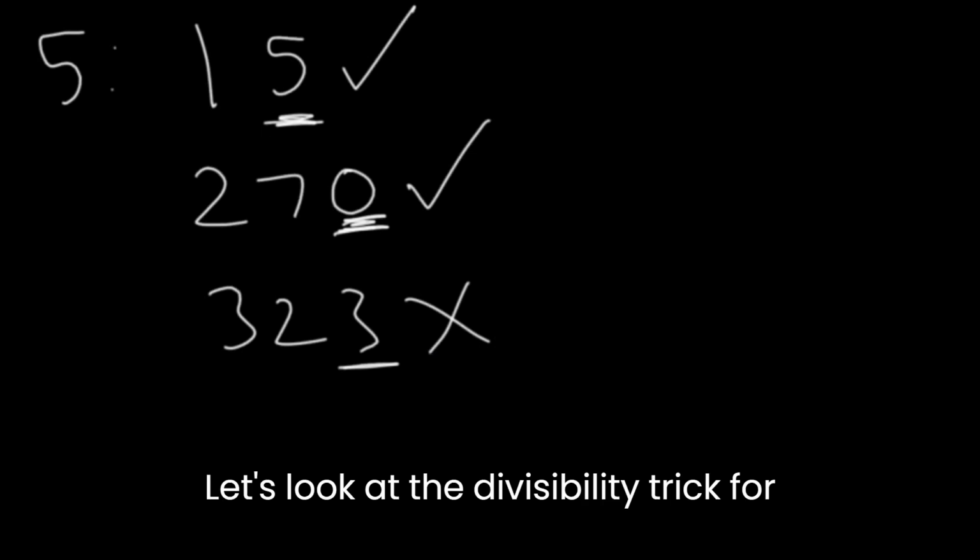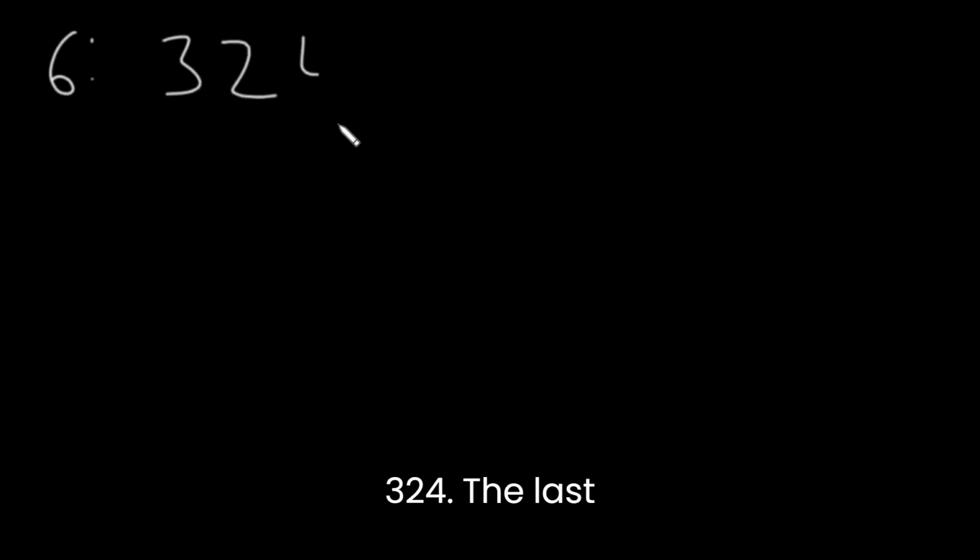Let's look at the divisibility trick for 6. The divisibility trick for 6 is to use the tricks for 2 and 3. If they both apply, then the number is divisible by 6. If either one of them doesn't apply, the number is not divisible by 6. For example, let's say we have 324.